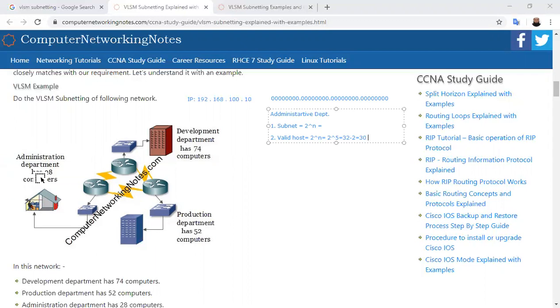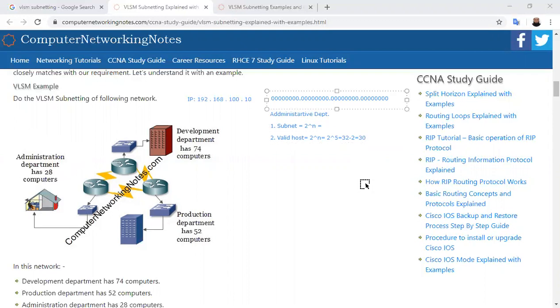For the administrative department, we need 28 hosts. If we put 5 zeros, then we will get the result. That means we need 28, but we are getting 30 hosts. This is very close to these 28 hosts. So this is one procedure.